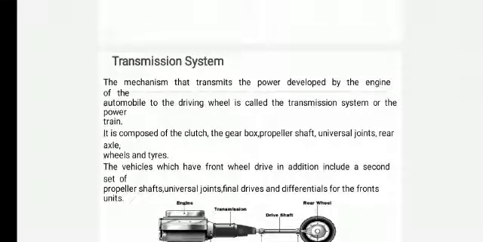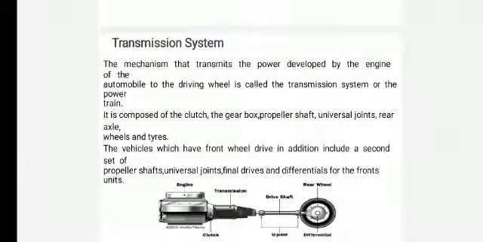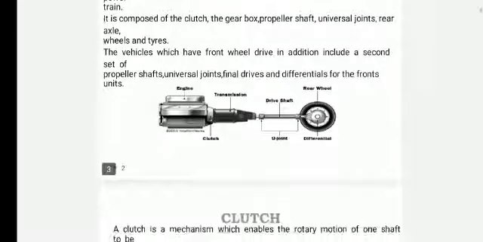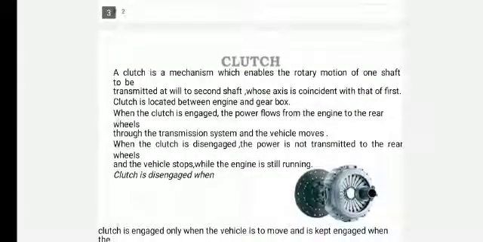In this transmission, the mechanism that transmits the power developed by the engine of the automobile to the driving wheel is called transmission system or the powertrain. It is composed of clutch, gearbox, propeller shaft, universal joint, rear axle and wheels and tires. The vehicles which have front wheel drive in addition include a second set of propeller shaft, universal joint, final drives and differential of the front units. So now we discuss the first one, clutch.